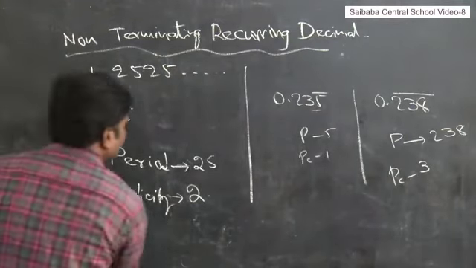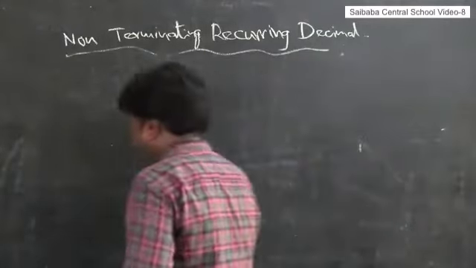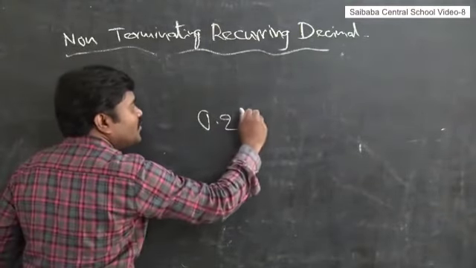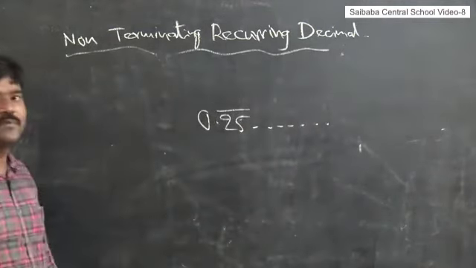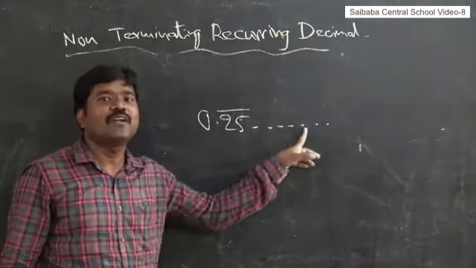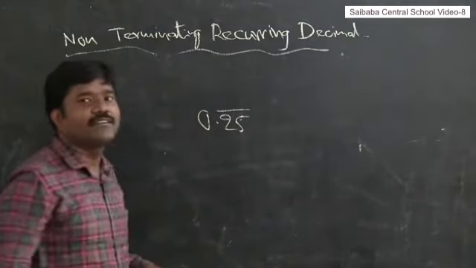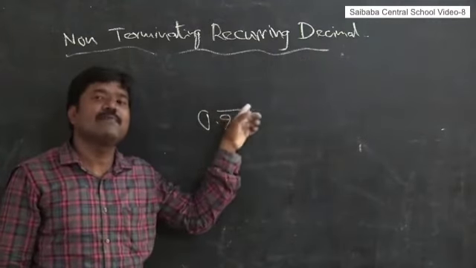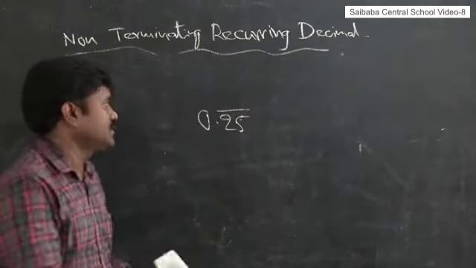Now, sometimes some students write like this: 0.25 bar and dots. Is it a correct way of writing? We use the bar instead of writing etc. and so on, so no need for both. Only one is enough. 0.25 with a bar indicates 0.25252525 and so on. For that we use the bar. What is the period? 25. Periodicity, 1, 2, two digits, 2. Okay? That's it.